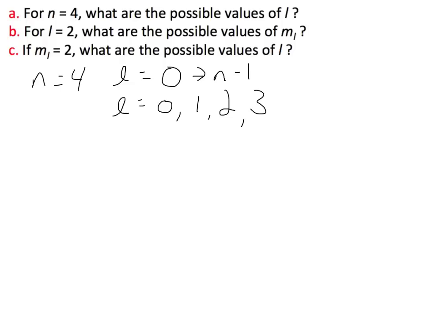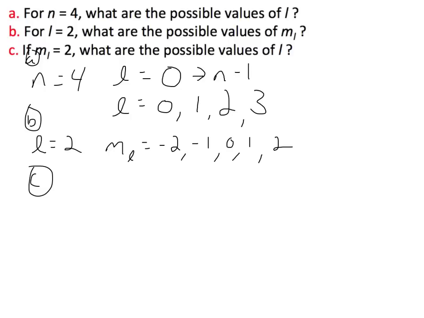The second part says, if you have an L value equal to 2, what are the possible values of M sub L? Here we have L equals 2. If we're looking for M sub L, it just means that it's from minus L to L. So we have minus 2, minus 1, 0, 1, and 2.